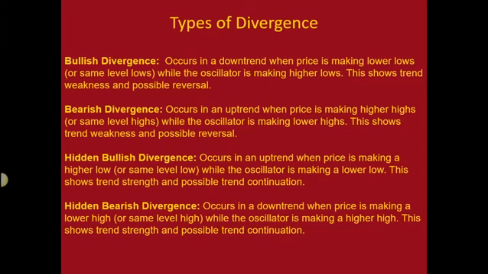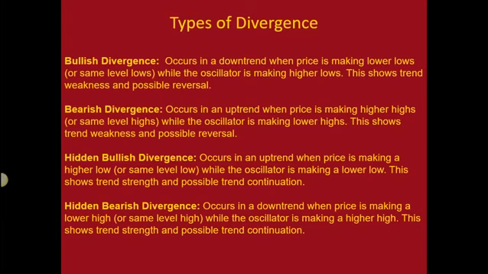So the hidden bullish divergence occurs in an uptrend when price is making a higher low or same level low, while the oscillator is making a lower low. So that means basically what I just said there is price is making higher lows or same level lows. So we use fractals, so it's going to make higher bear fractals while the oscillator makes lower lows. This shows trend strength and possible trend continuation.